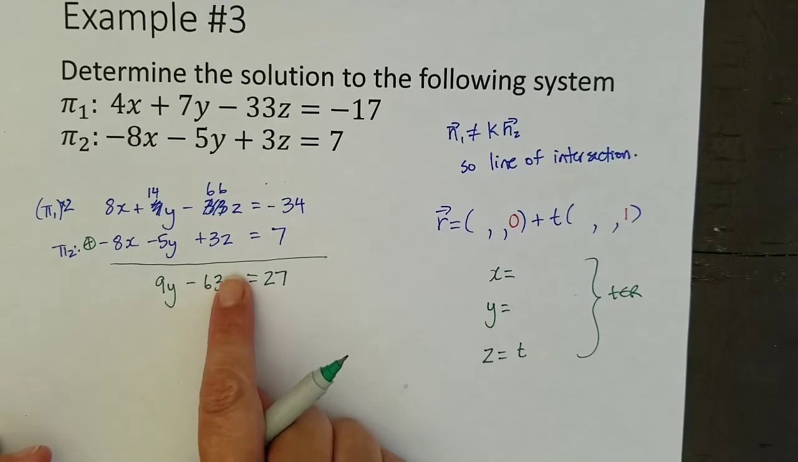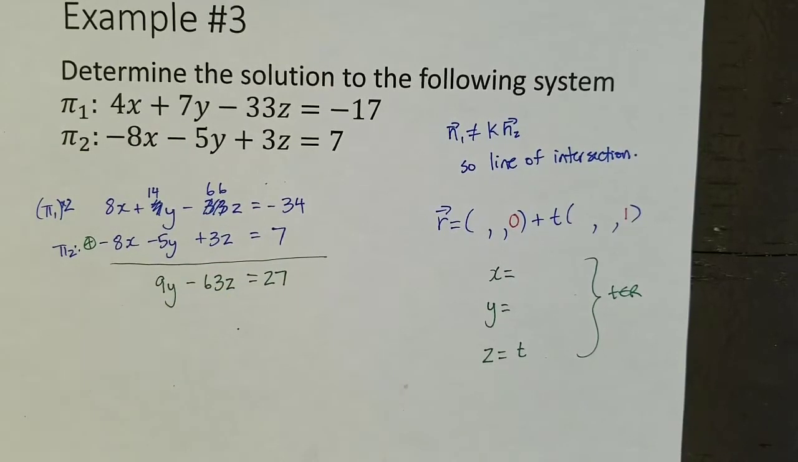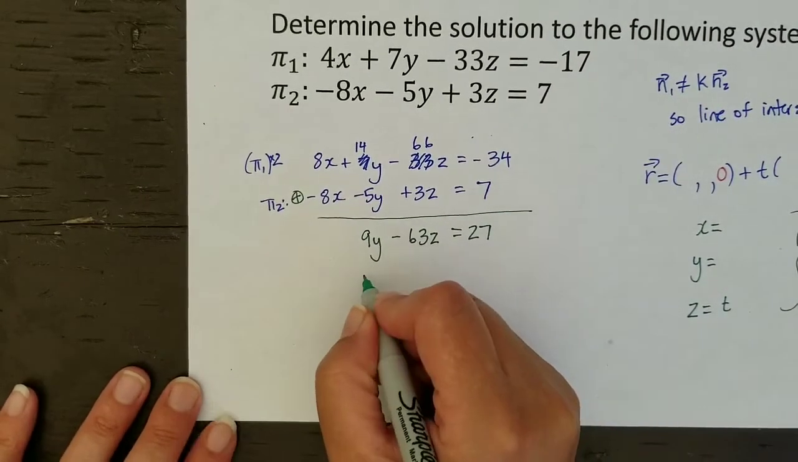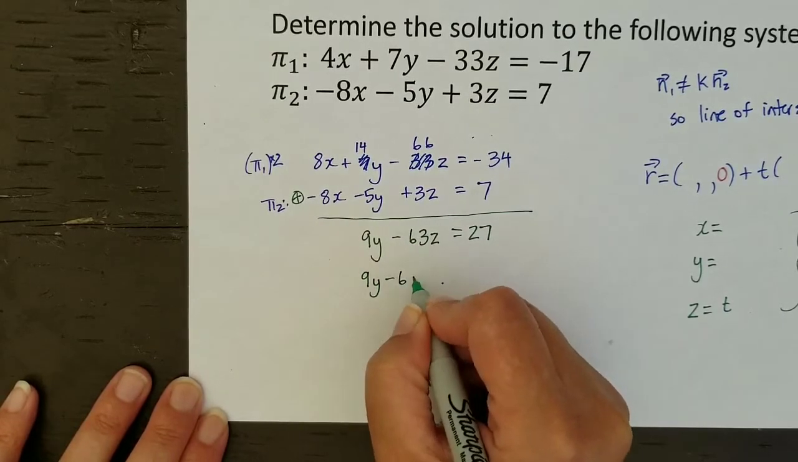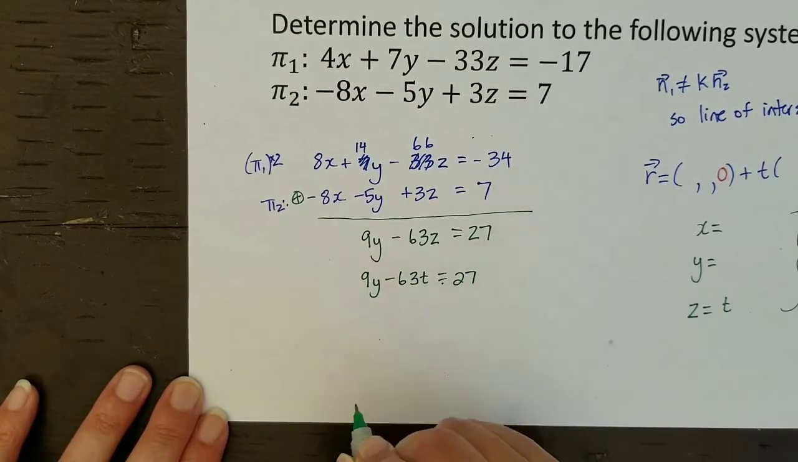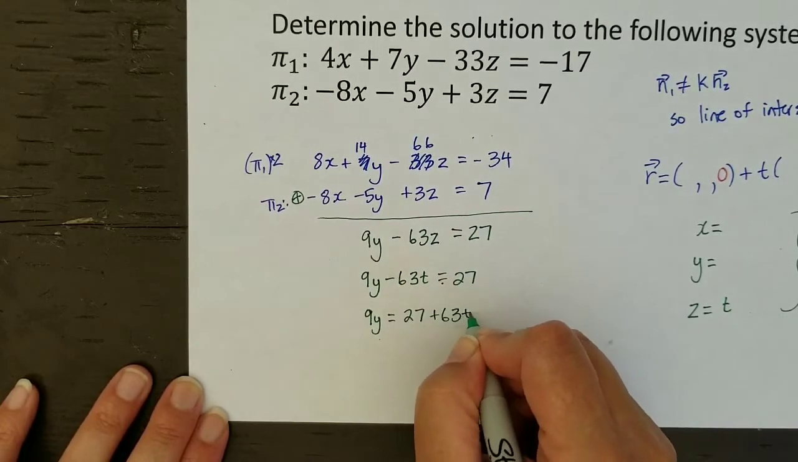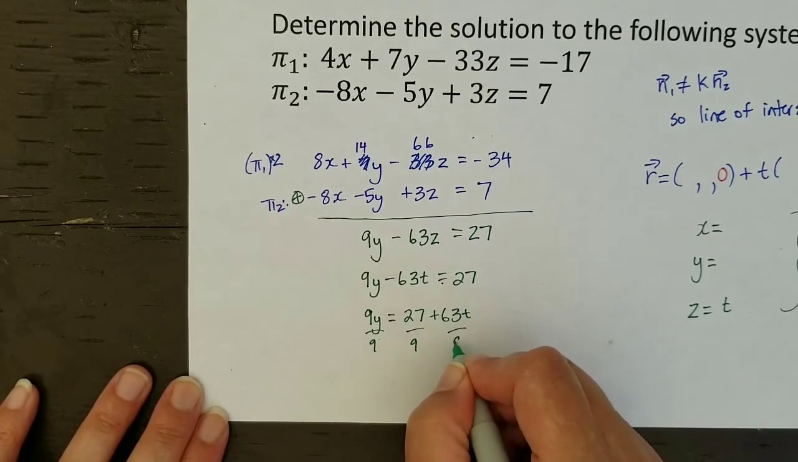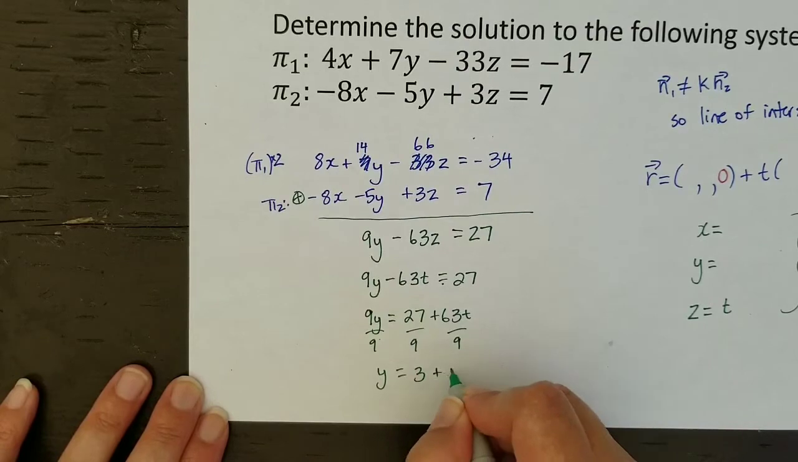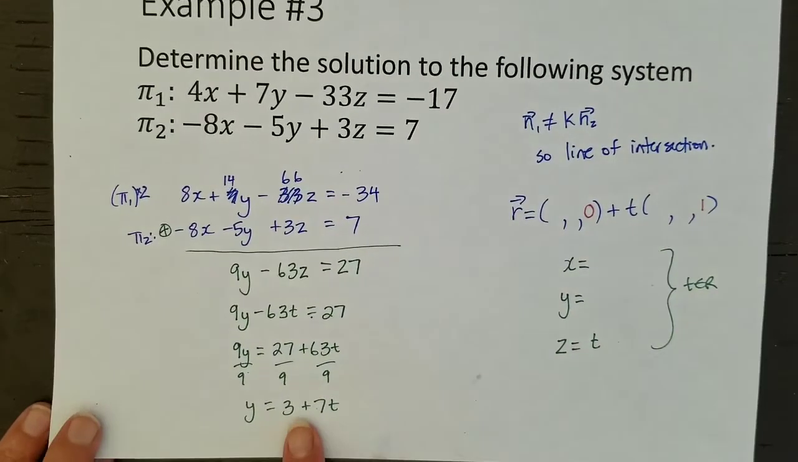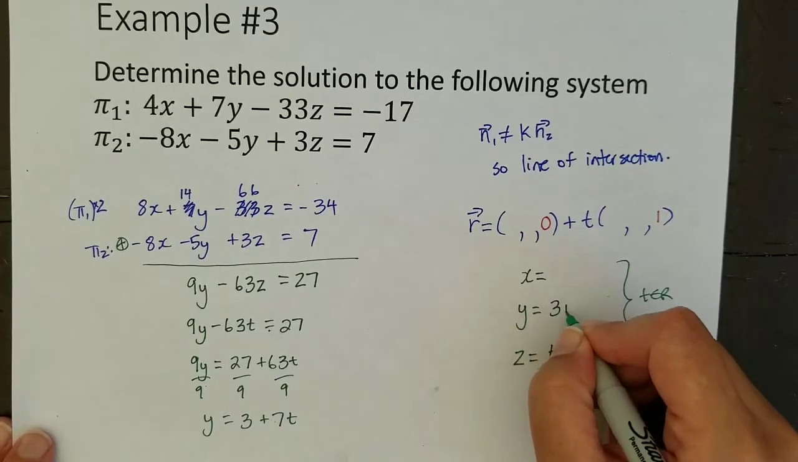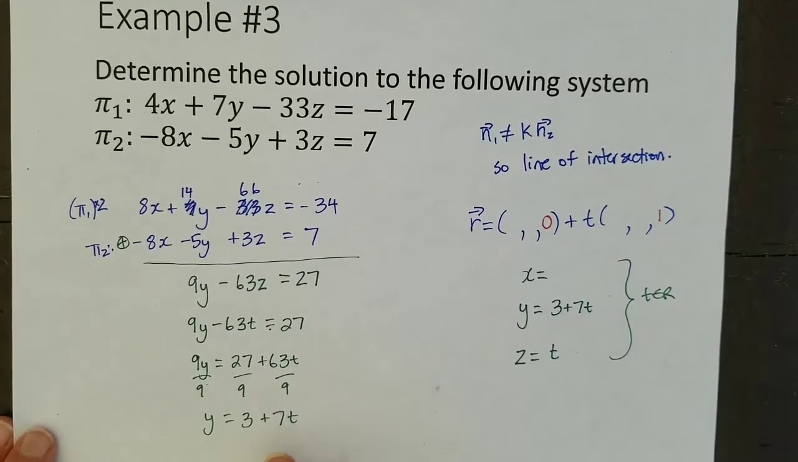Back here, if we know that z equals t, now we can solve for y in terms of t, and then find the x pieces in the next step. So if z equals t, we've got 9y minus 63t equals negative 27. So 9y equals negative 27 plus 63t, and dividing by 9, we get y equals negative 3 plus 7t. So now that's our parametric equation for y, and then we just need to find the x.